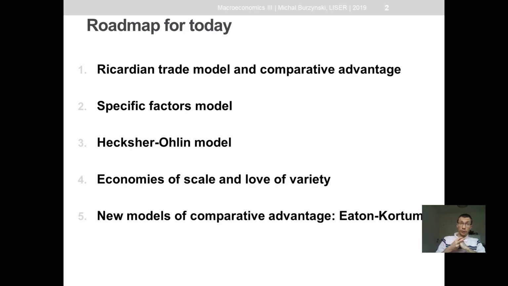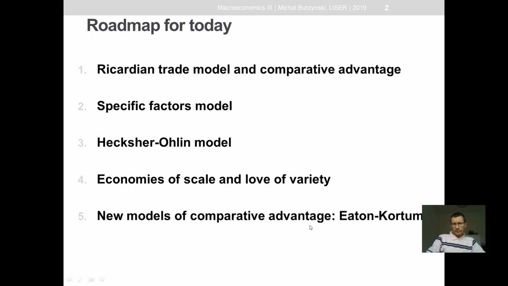So the plan for today is that we start with Ricardian trade models and comparative advantage. Then we will say something about the specific factors model. Then the model of Heckscher and Ohlin, the model of Krugman, which includes economies of scale and love of variety, and we will finish up with something that is very up to date, very state of the art, new models of comparative advantage, including the model of Eaton and Kortum of 2002.